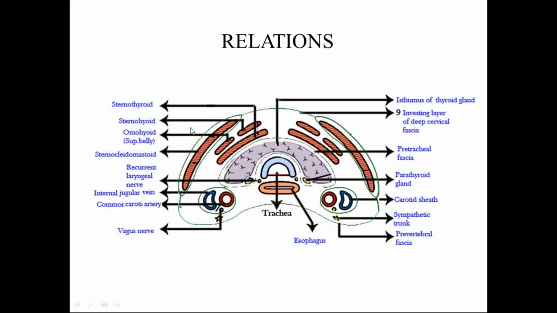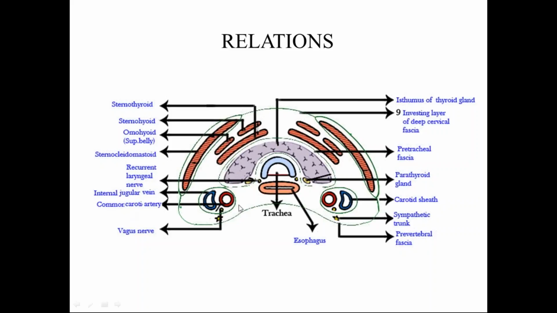Now we'll talk about the relationships of the anterolateral surface. The anterolateral surface is related to four muscles. As you can see, here you have four muscles. The four muscles from inside out are: number 1, sternothyroid; number 2, sternohyoid; number 3, omohyoid; and number 4, sternocleidomastoid.